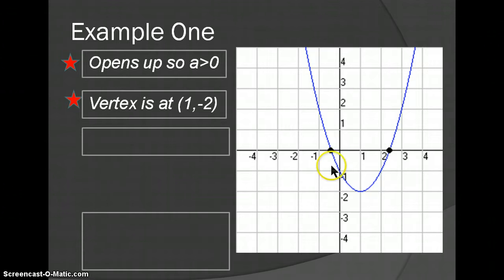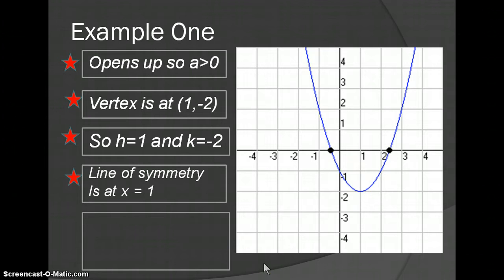Next, you can see that the vertex for this graph is at 1, negative 2. That allows you, because I just told you the vertex can be defined as the ordered pair h, k, we now know that h is equal to 1 and k is equal to negative 2. The line of symmetry for this graph is at x equals 1. You can see that by looking at the graph. If you were to place a vertical line right here at x equals 1, the graph could be folded in half and have the two sides match up perfectly.